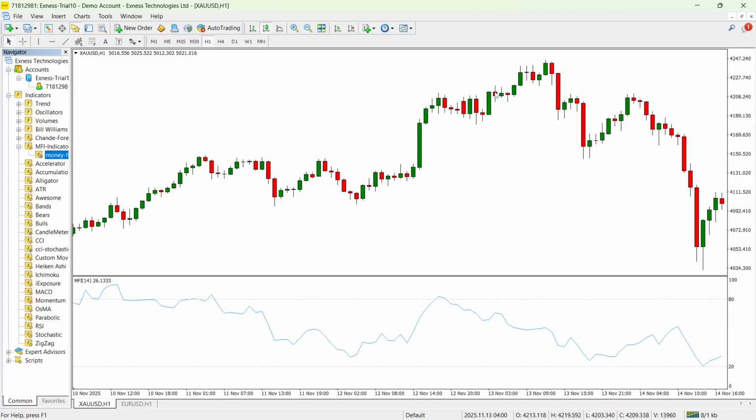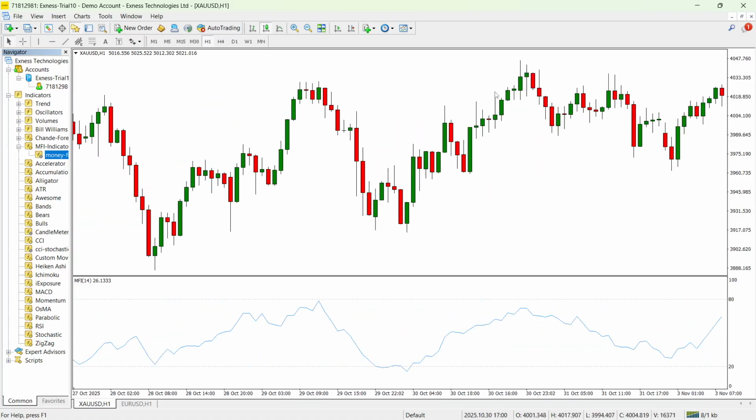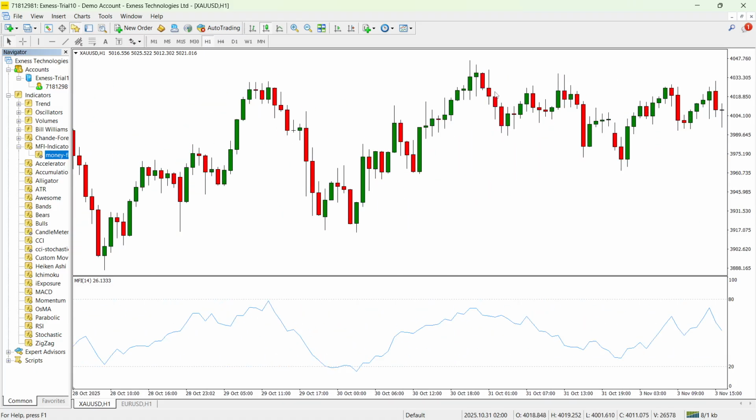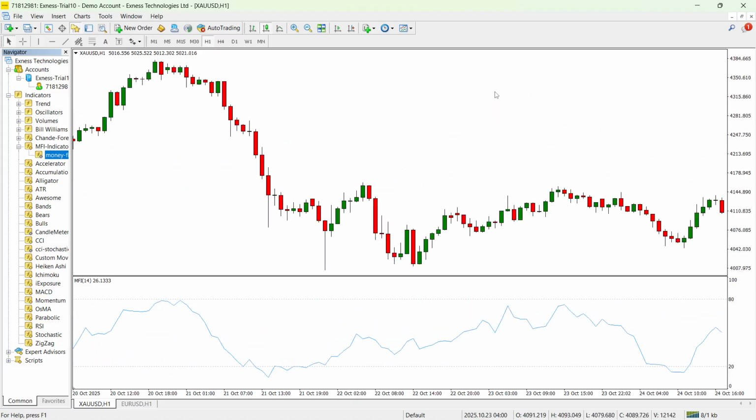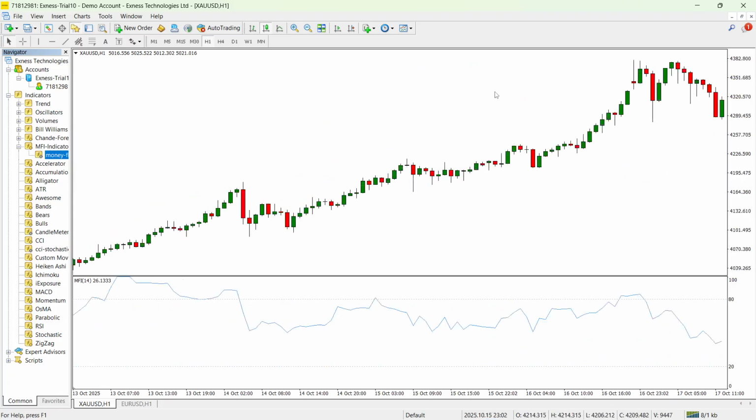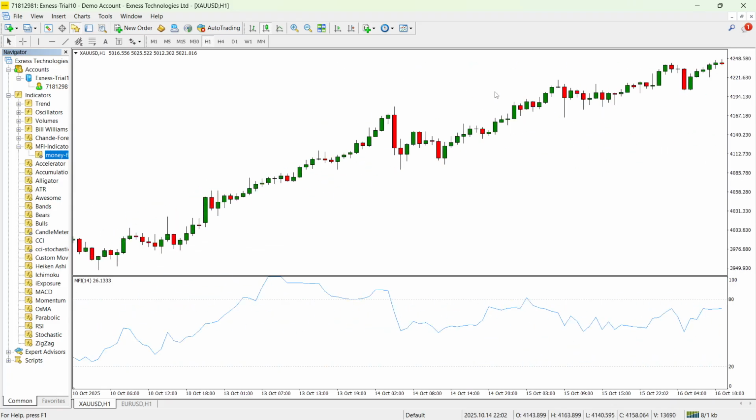It is a visual analysis tool only, does not execute trades, and readings above 80 or below 20 can persist for extended periods during strong trends, so signals should always be confirmed with price action, trend direction, and supports and resistance rather than acted on in isolation.